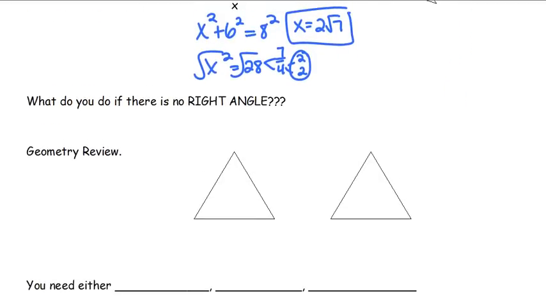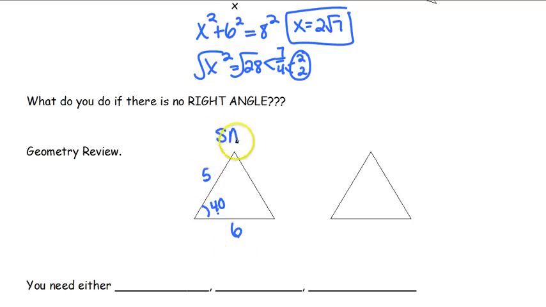So what do we do if there's no right angle? Again, we have a little bit more geometry review. Let's say I have an angle that's 40, and this side is 5, and let's say that this side is 6. We want to find our missing side right here. We look at what we're given, not what we're looking for. We have a side, then an angle, then a side.